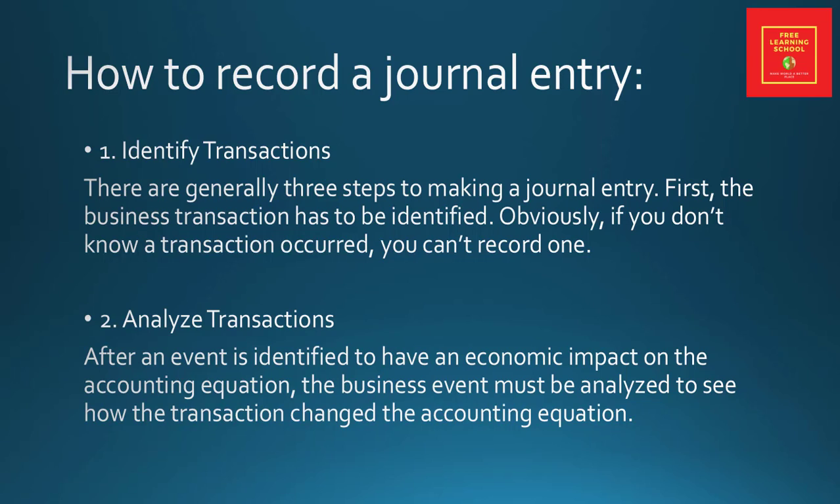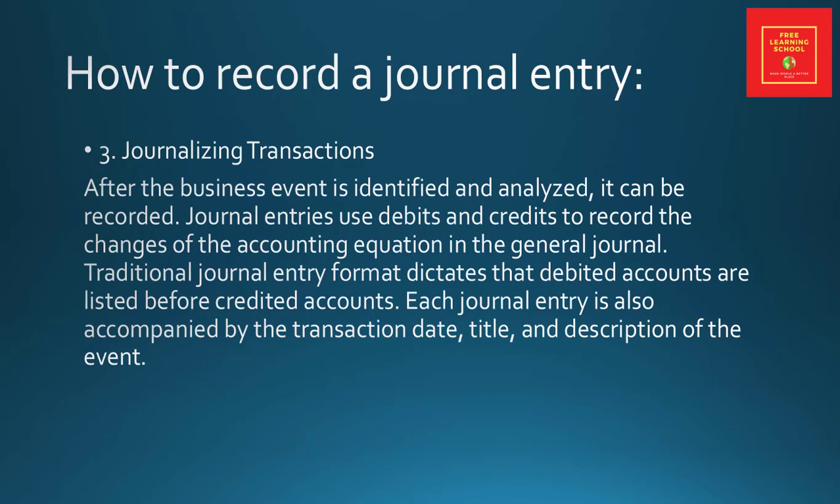One asset becomes higher and one asset becomes less. Because you paid cash, your cash will be lower, and you got the car, a fixed asset, which will increase the company's assets. Then you have to journalize the transaction. After the business event is identified and analyzed, it can be recorded. Journal entries use debits and credits to record the changes of the accounting equation in the general journal.